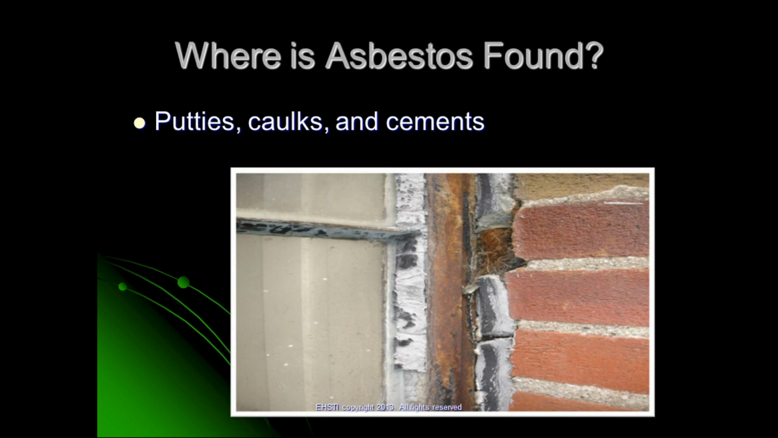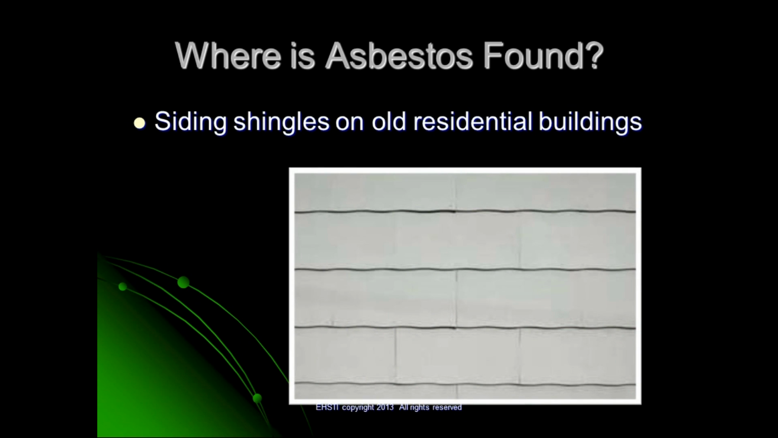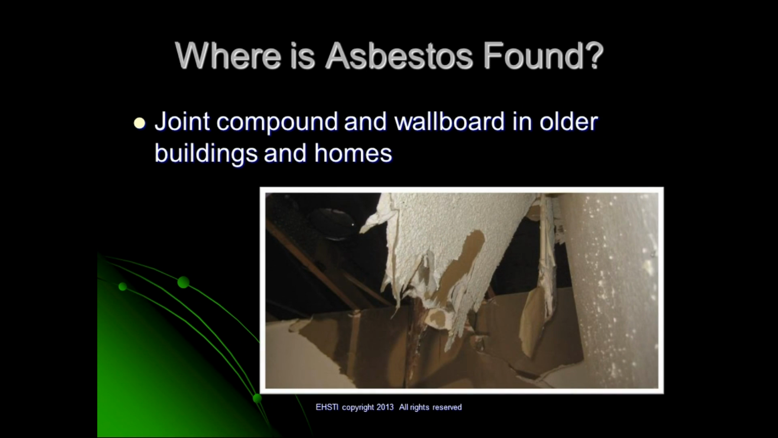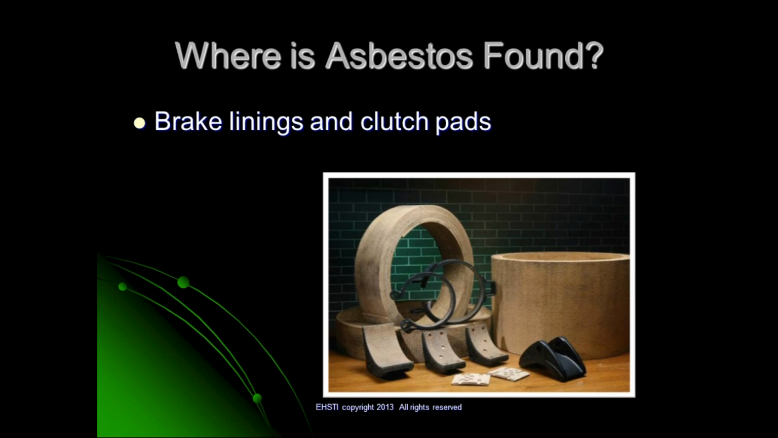Putties, caulks, and cements. Roof shingles. Siding shingles on old residential buildings. Wall and ceiling texture in older buildings and homes. Joint compound and wallboard in older buildings and homes. Brake linings and clutch pads, just to name a few.